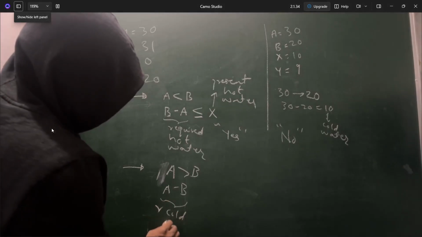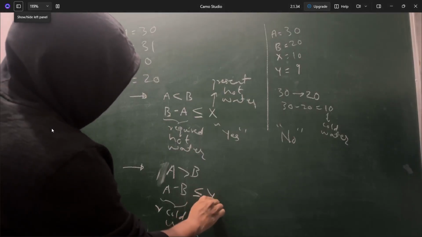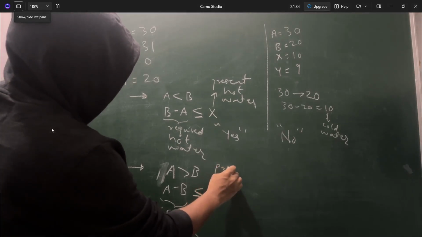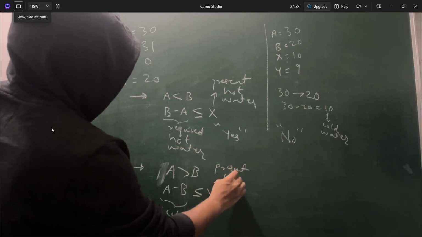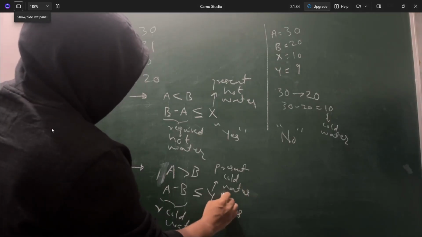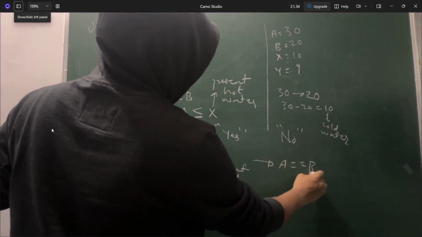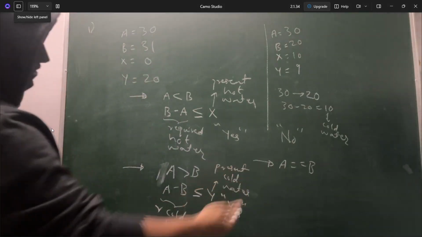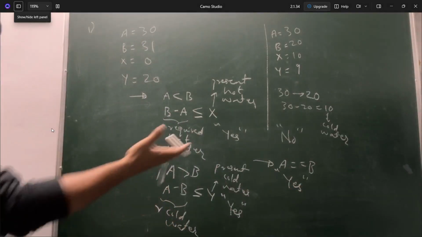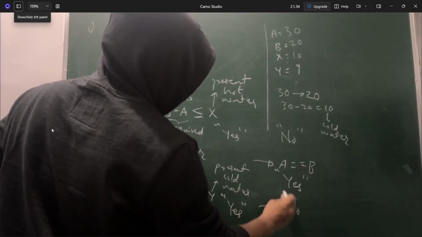Let me write required cold water, and this should be lesser than or equal to Y, the present cold water. If this is the condition, then in that case also we'll have to return yes. These two conditions are there. The third condition was that if A equals B, which means initial and final temperature are the same, in that case also you don't need to add any cold or hot water. So in this case you'll have to return yes, and in every other case you'll have to return no.